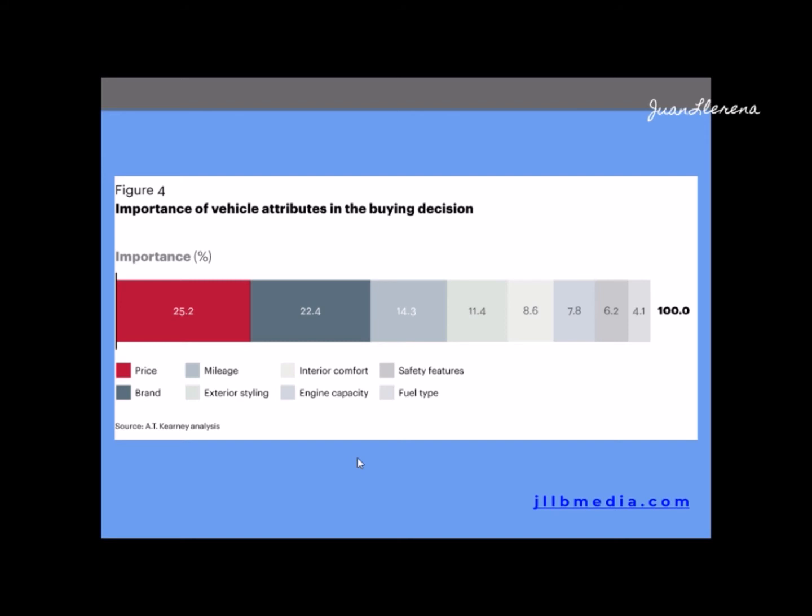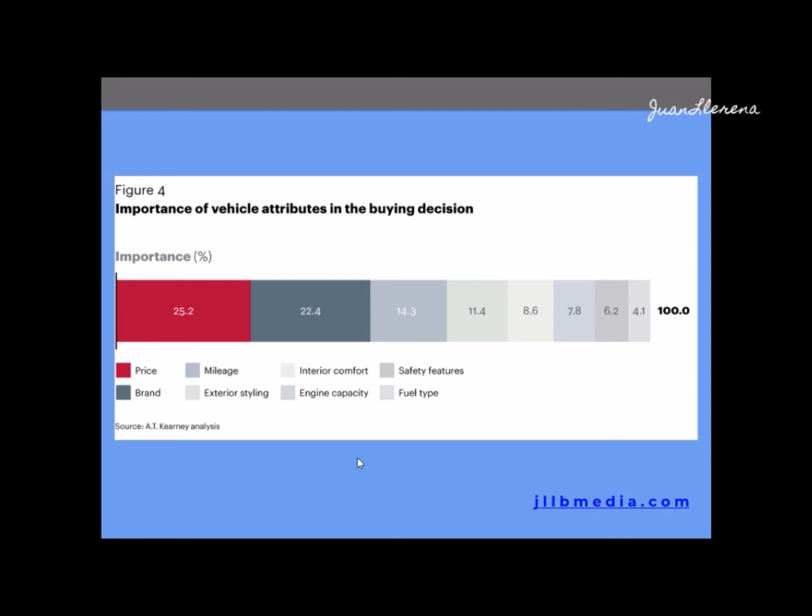Some people might know that a particular brand is cheaper, but if they don't care about that brand, if that brand doesn't mean anything to them, it doesn't represent them, then there's a 22.4% chance that they're not going to buy that car, right? They lose that. The mileage is 14.3%. So people are also thinking, okay, how many miles do I get out of a tank or per gallon of gas?